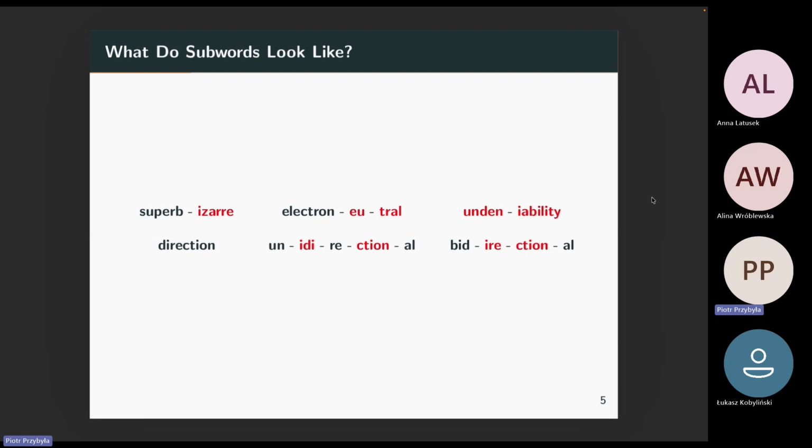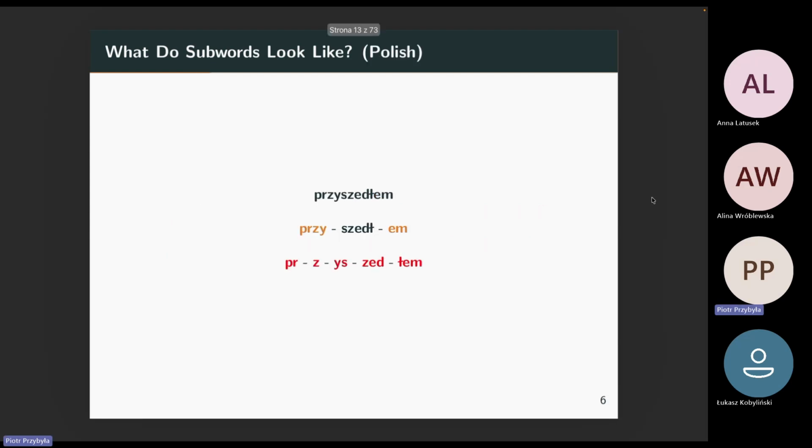Electron neutral is probably better because you have the electron here, which is somehow connected, but then you have EU here in the middle for some reason. And yeah, bidirectional, right? You would like to have the bi, indicating two directions. Instead, you have bid, which is again completely different. Right? So you can see it doesn't work.